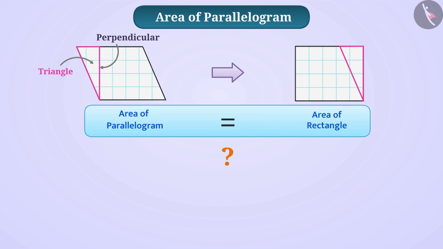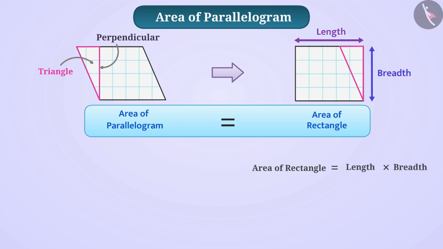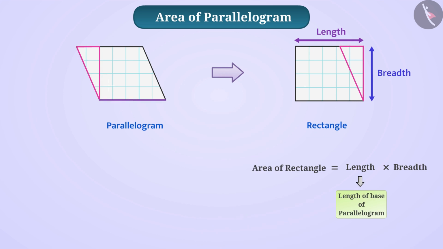Absolutely true. Since we have made the rectangle from parallelogram, only therefore, area of parallelogram and area of rectangle will be equal. We know that area of rectangle is equal to length multiplied by breadth. Here, length of rectangle is equal to length of base of parallelogram. The line on which perpendicular is made will be considered as base of the parallelogram. Similarly, breadth of rectangle is equal to height of parallelogram, which is the length of the perpendicular.